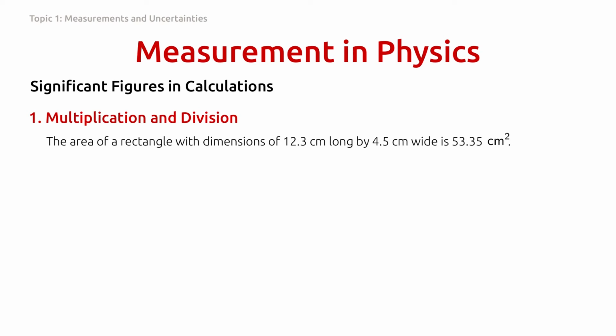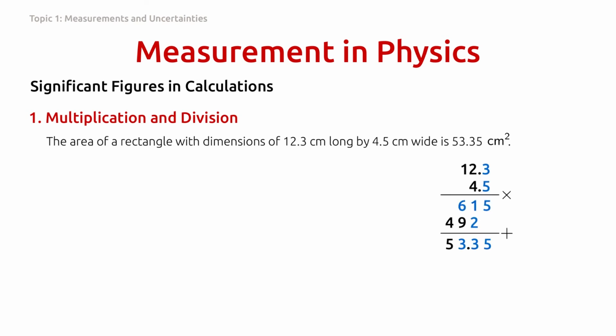First, multiplication and division. Even though the rule we're about to discuss can also be applied to division, we will explain the concept using this example for multiplication. The area of a rectangle with dimensions of 12.3 centimeters long by 4.5 centimeters wide is 53.35 square centimeters. Do we have to keep all of the digits in the number 53.35?